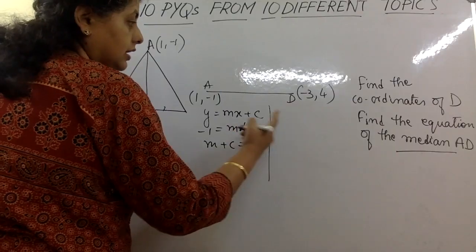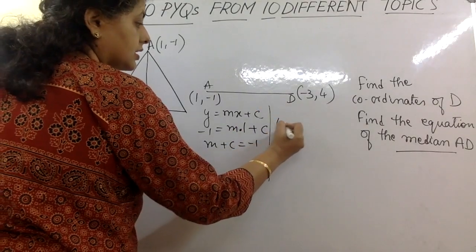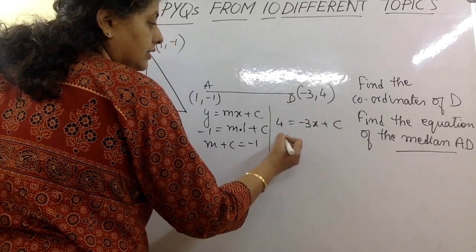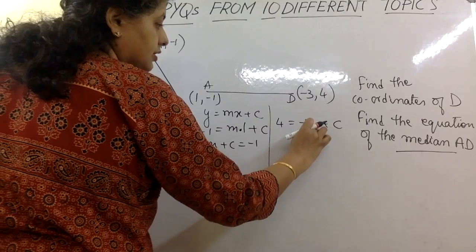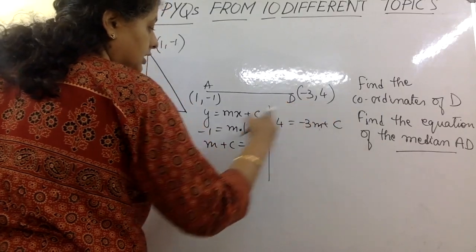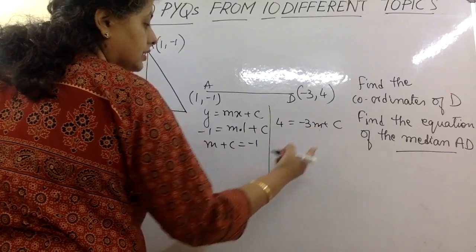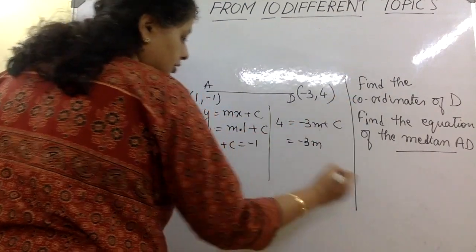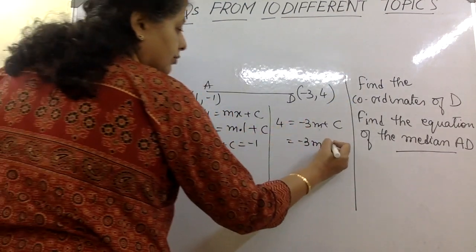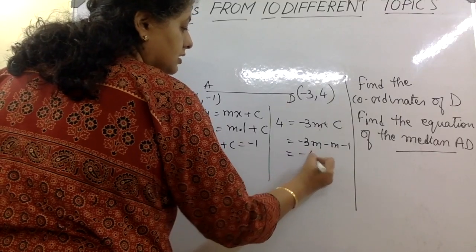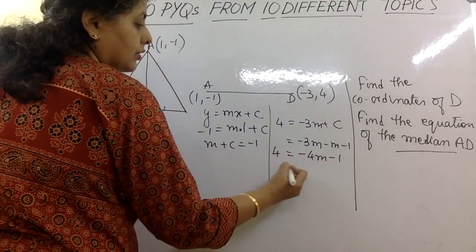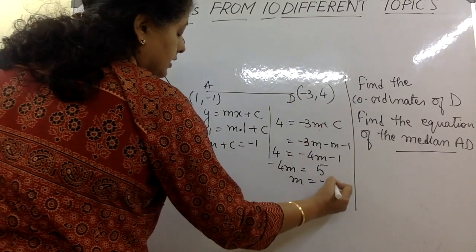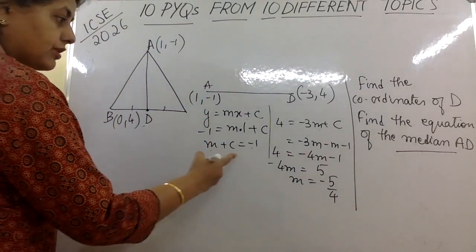The second equation: again y is equal to mx plus c, where y is 4 and x is minus 3. So we can write 4 equals minus 3m plus c. Here, for c we will put minus m minus 1, which gives minus 4m minus 1 equal to 4. So minus 4m is equal to 5, and m is equal to minus 5 by 4. Now we are going to put this here.